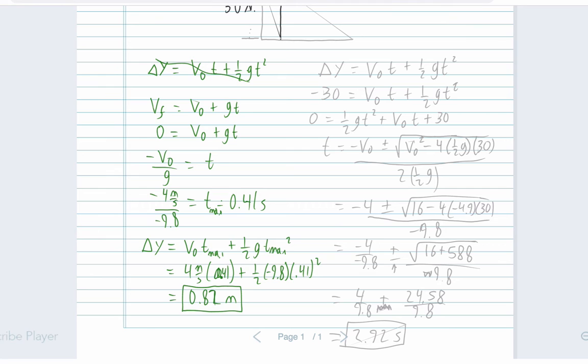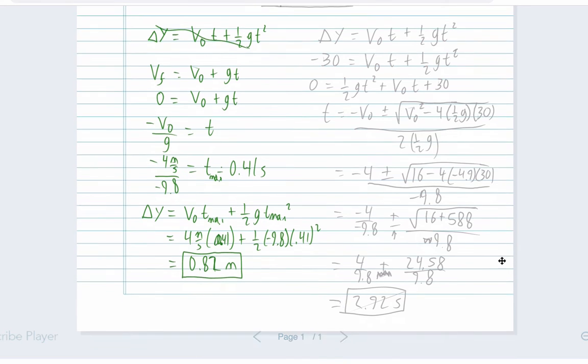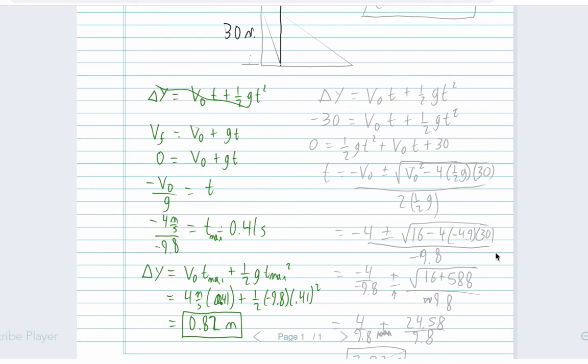Even though you threw it at 4 meters per second, which is a decent speed, it doesn't go very high. Gravity gets a hold of it pretty quickly. Alright, so that's the first part. So what does y max equal? Well, it is equal to 0.82 meters.